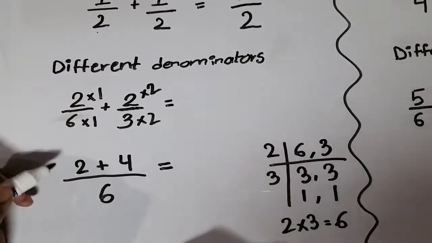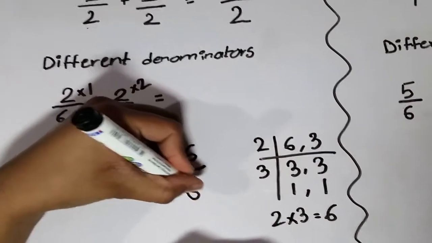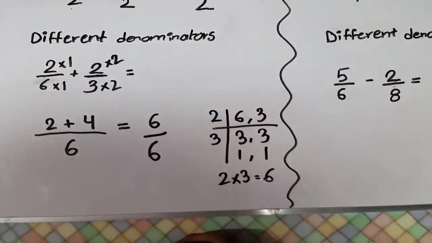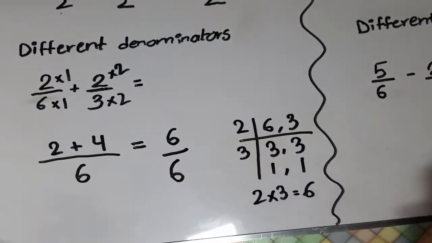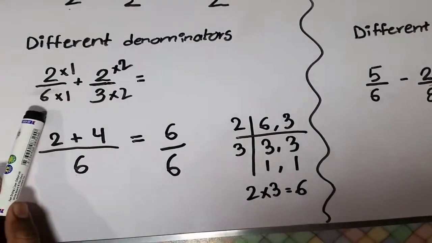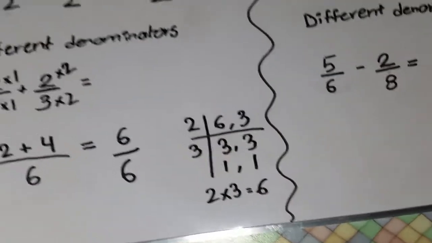So our final answer is 2 plus 4 is 6, and it is 6 over 6. So basically the denominators were not the same in this example, and to make the denominators the same, we take out the LCM, and after taking out the LCM, we made the denominators the same. Then we added both the numerators, and we got the answer, that is 6 over 6.